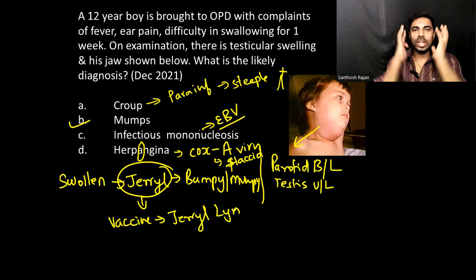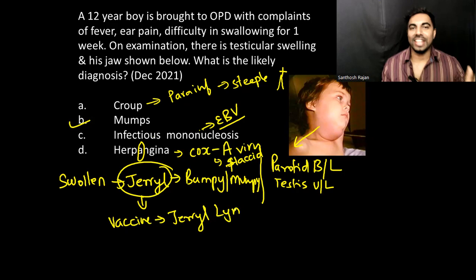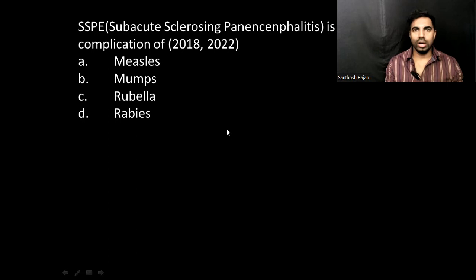Bilateral parotid swelling hota hai. Unilateral testis swelling hota hai. Okay, then you get this rash. That's it. This is the thing you have to remember. I'm sure you guys can do it. So why I made the space here, let me come to this bit later because we have to finish many topics. If there's time, we will discuss. But first, we'll finish all the questions in the virology.